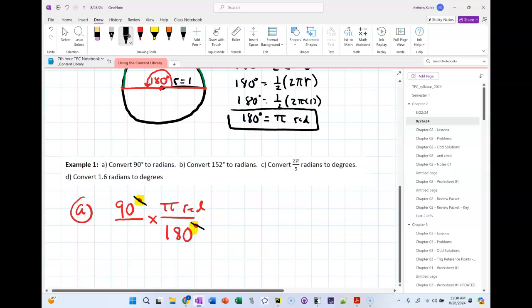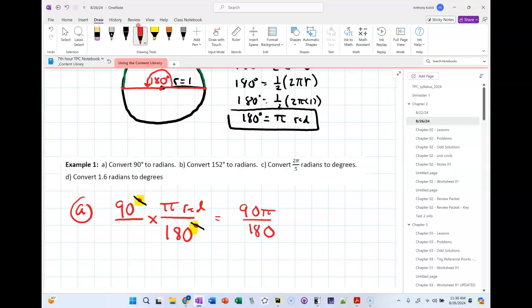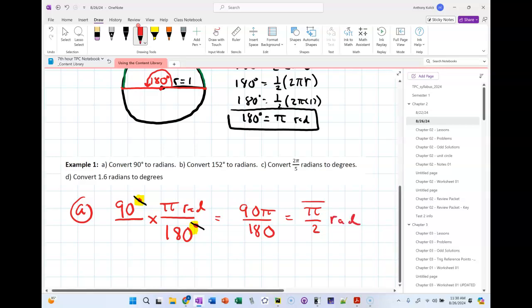So I know radians and degrees, and degrees are going to cancel. So when I multiply this out, I'm going to get like 90 pi over 180. And what do you notice about this fraction? Can we do anything with this, Roman? Yeah, so the 90 over 180 can reduce. So we'd have pi over 2 left, right? 90 divided by 180 is 1/2 radians. And that's our final answer.